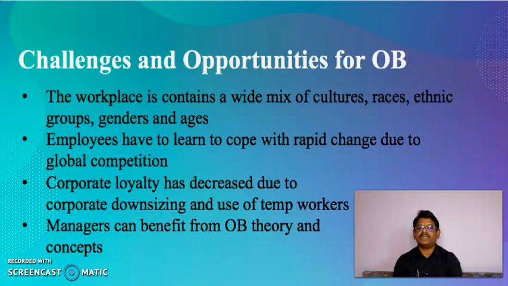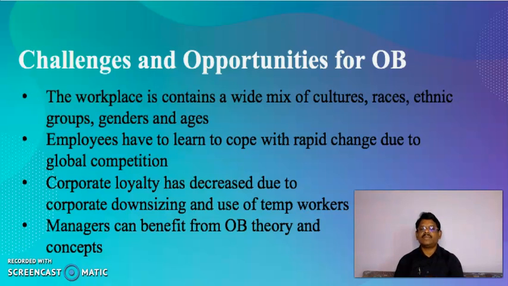Employees have to learn to cope with rapid changes due to global competition. So employees are supposed to learn from all these things, understand them and develop a kind of synergy among all these diversities. And corporate loyalty has decreased due to corporate downsizing and the use of temporary workers. Sometimes corporate loyalty will not be there due to several reasons. Reducing the size of the organization will negatively affect the organizational setup, and it is a kind of challenge for managers from the OB point of view.